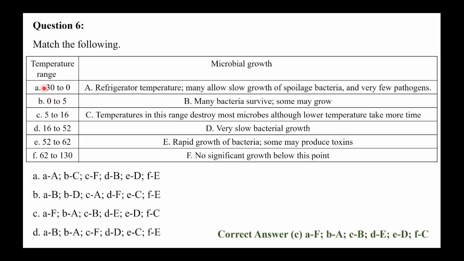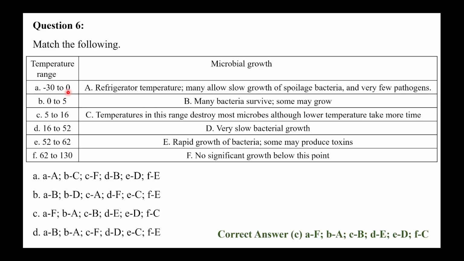So the first temperature range is -30 to 0 degrees Celsius. This is the temperature range where no significant growth can be seen because it is the freezing point of water. Most microbes grow in an aqueous environment only. If the water freezes, they cannot grow below 0 degrees Celsius. So nothing will grow, no significant growth will be there.